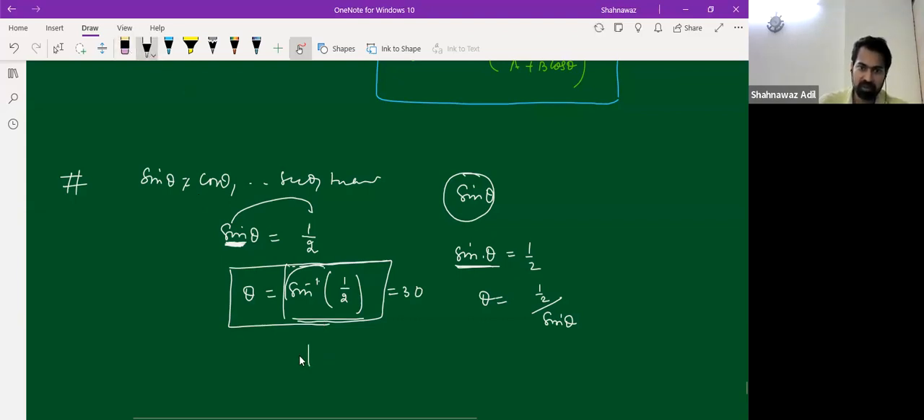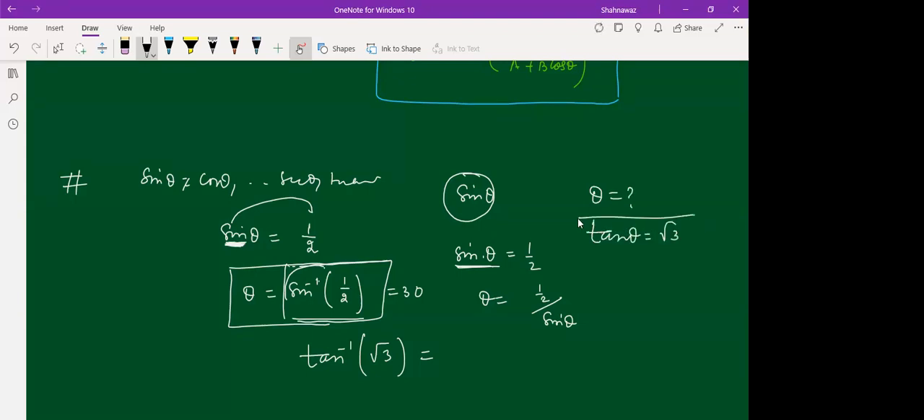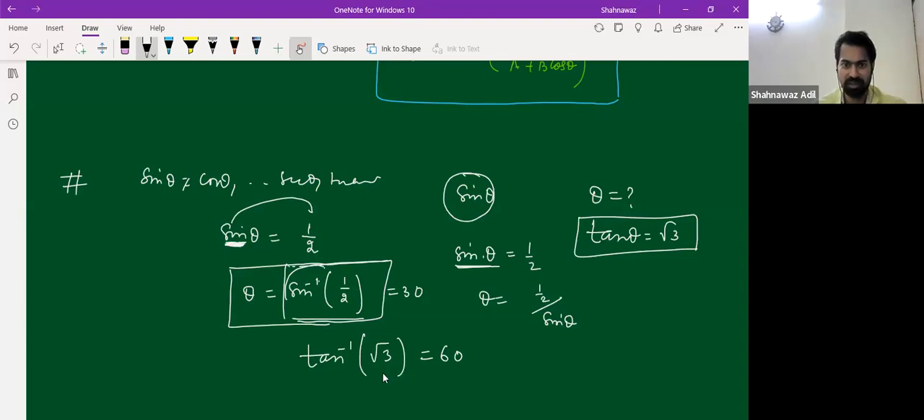Now, what is tan inverse root 3? It is telling at what value of theta your tan theta is root 3. That would be 60. Correct. So you know the inverse trigonometric function.